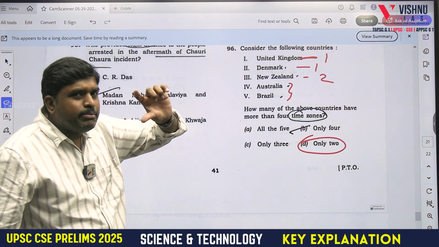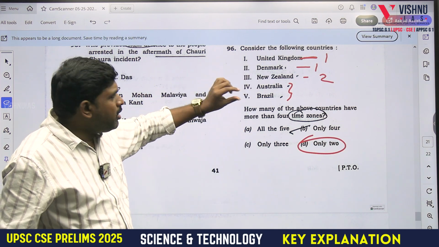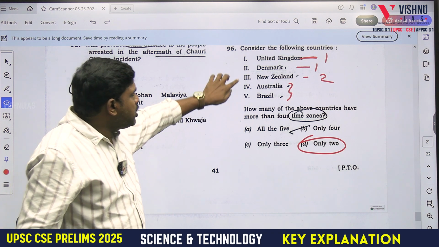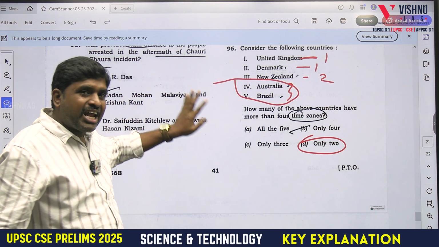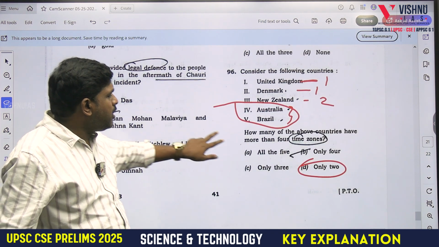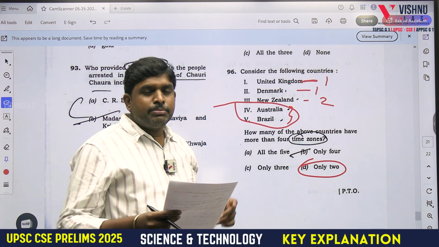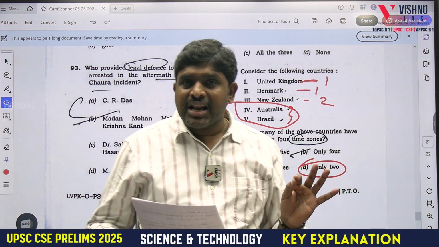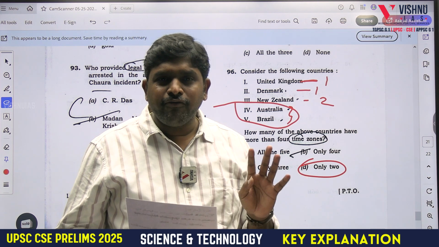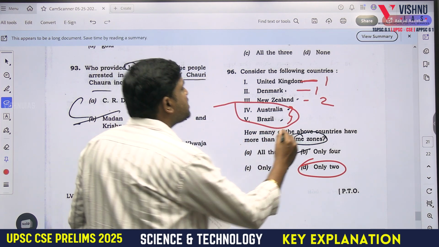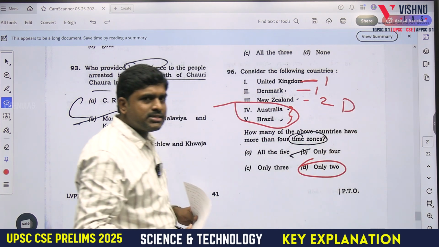So United Kingdom is small, Denmark is small, New Zealand is a little small. So these two are geographically large also. So they will be having more than 4 time zones, meaning only 2 will be having. So multiple time zones are there because of the large geographical area. So more than 4 are present with them. So answer is D. 96th answer is D.